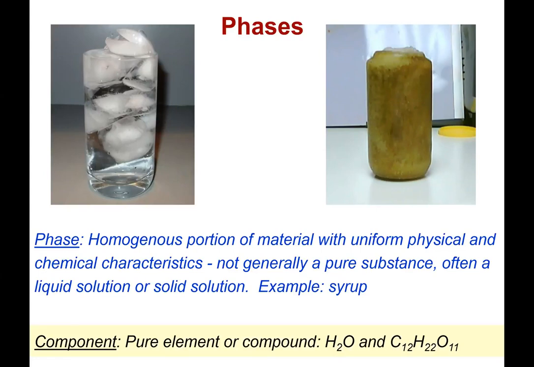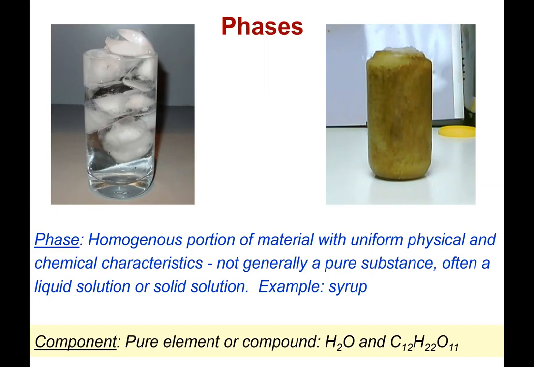All right, welcome to Chapter 9, Phase Diagrams. Let's start off by just describing what a phase is. So a phase is just a homogeneous portion of material that has uniform physical and chemical characteristics.